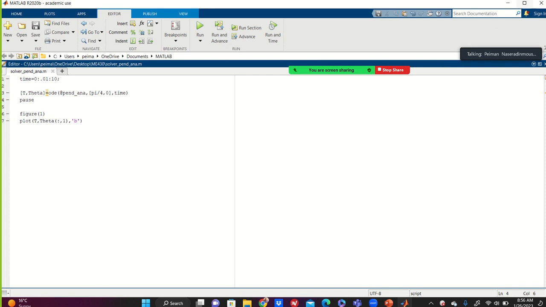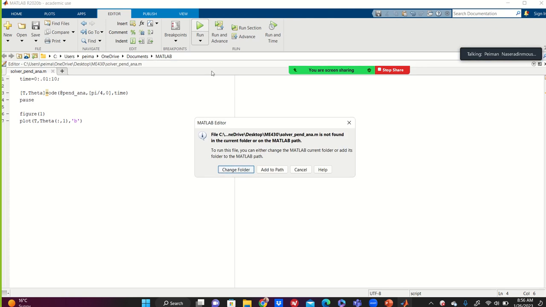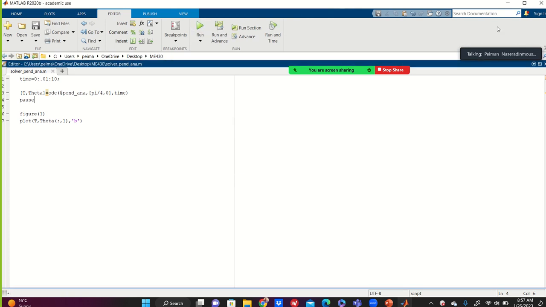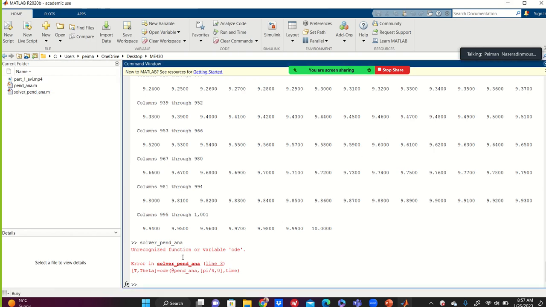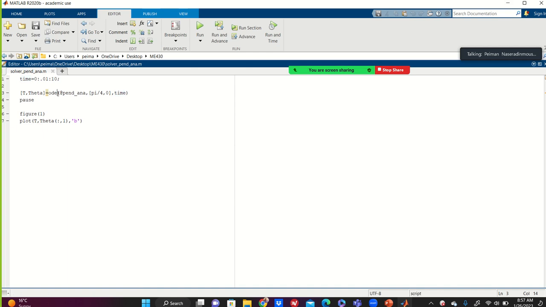Okay, whatever. So if I run this, change folder, it gives me some error. What's the error? Oh, ODE45. Oh my god. I forgot to tell you, ODE45. Okay? This is the solver. Don't ask me why. We have different solvers, like ODE15s, ODE113. This is not the syllabus of this course, but by default you put 45.